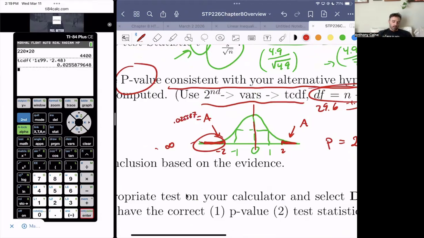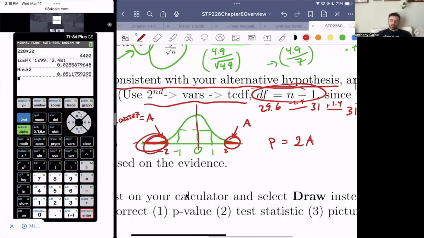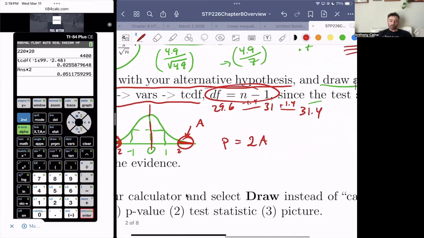Okay. I have to multiply it by 2 to get the actual p-value, right? Because I need to get this area plus this area. Okay, and they're the same area. So I multiply by 2. So my p-value is 0.05117. Okay, fine.